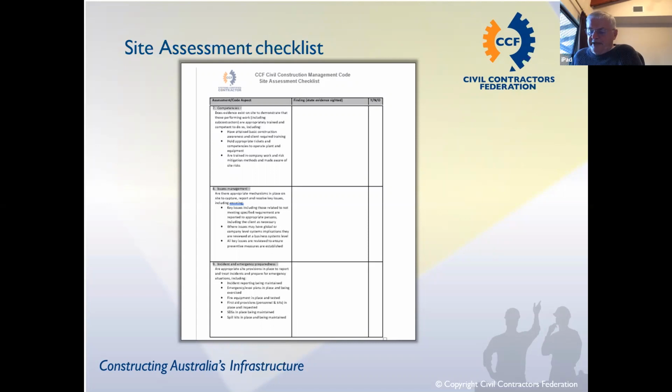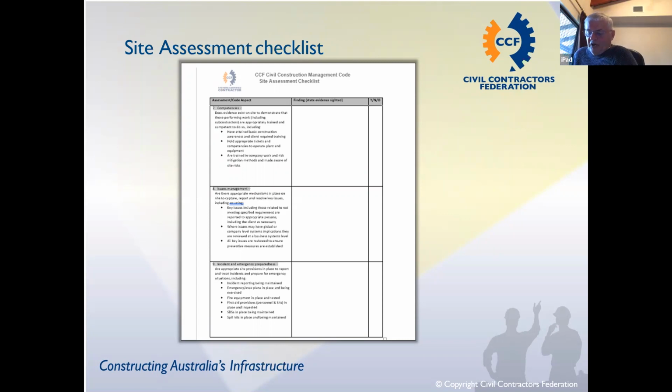Are there appropriate mechanisms in place on site to capture, report and resolve key issues, including those that relate to not meeting specified requirements? So if you do have something that's not to the spec, what's the process? How do we go about it? How do you report it? I ring the project manager or a site manager, and he will then communicate with the client, and then there's a trail. We can find that. But there's got to be a process in place that demonstrates how that's managed.